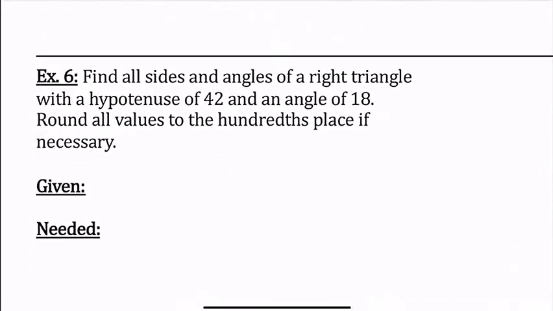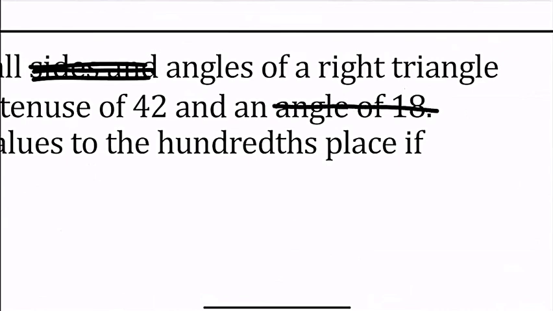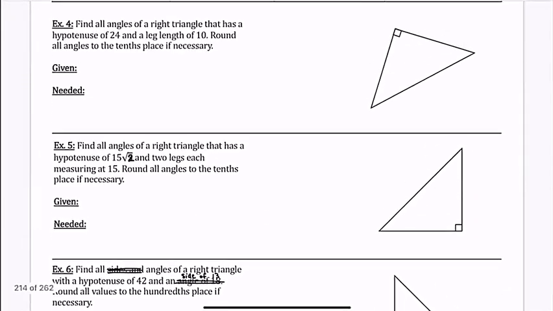Okay, and then on number 6, this one I changed my mind on how I want us to do it. So if you'll cross out the word sides and, so now it'll say find all angles, just like the other 2. We're going to keep hypotenuse of 42, and then we're going to change this one here to side of 13. And then we're good.